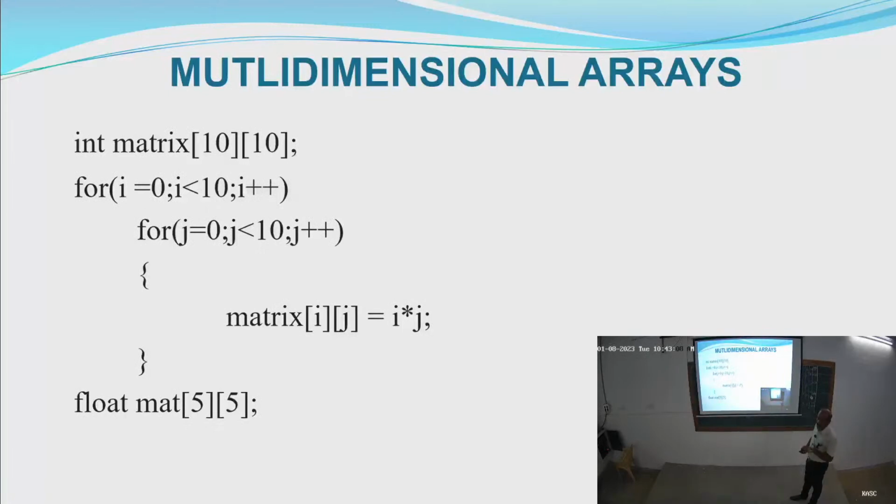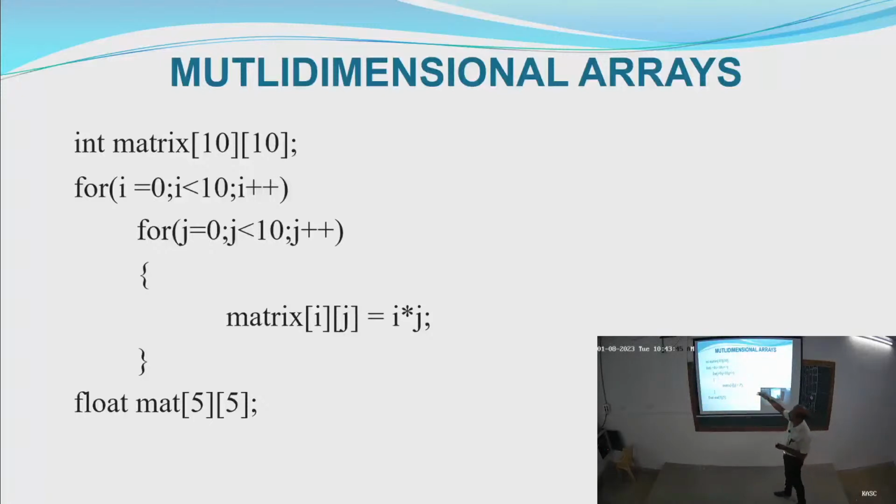Multi-dimensional arrays: if the array has 2 dimensions, what is a matrix? Matrix means row and column order. So when we need to do matrix calculations, we need a row value and a column value. In such cases we use multi-dimensional arrays. If the array has more than one dimension, it is called a multi-dimensional array. Here we declare 2 dimensions, 10 into 10. The capacity of the array is 100. Up to 100 values we can store. 10 into 10, not 10 plus 10, means 100 values we can store in this.